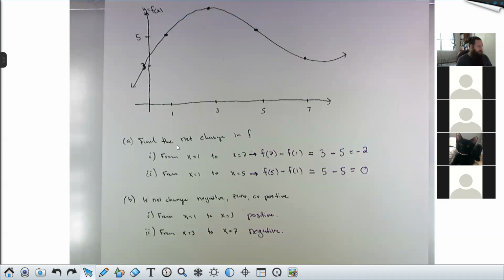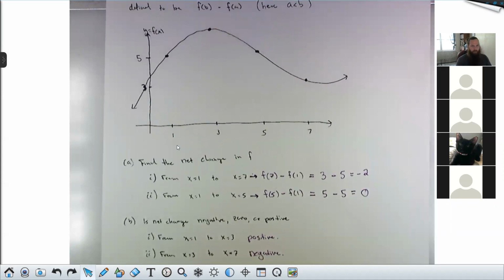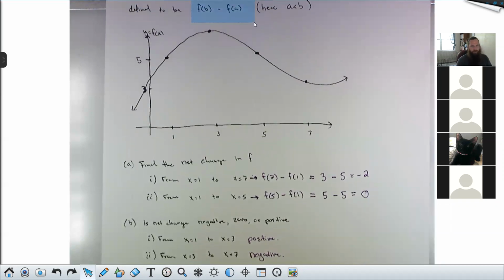It's not anything terribly hard. You do need to remember the recipe. Net change from A to B is f of B minus f of A. And you do need to remember the qualitative thing that if you've gone up overall, and again, it's always left to right, like from 0 to 3, your net change will be positive. And if you've gone down, like from 3 to 7, then your net change will be negative.